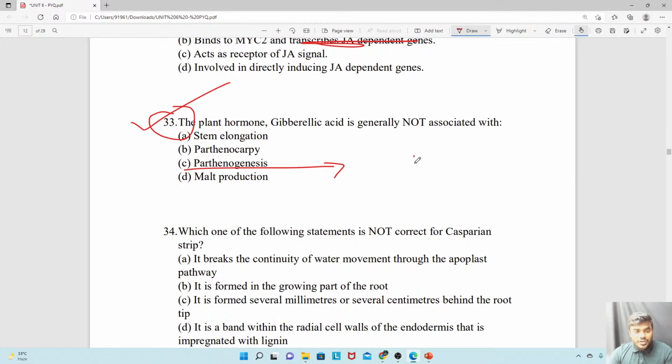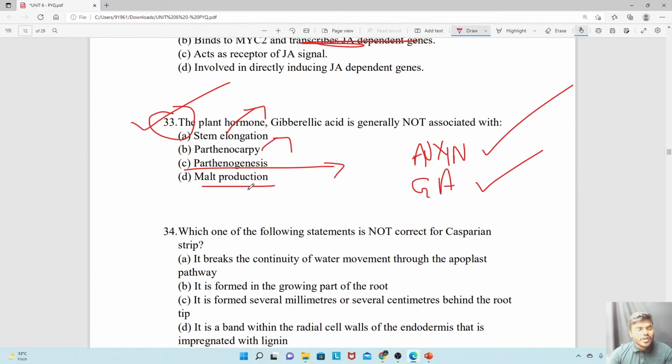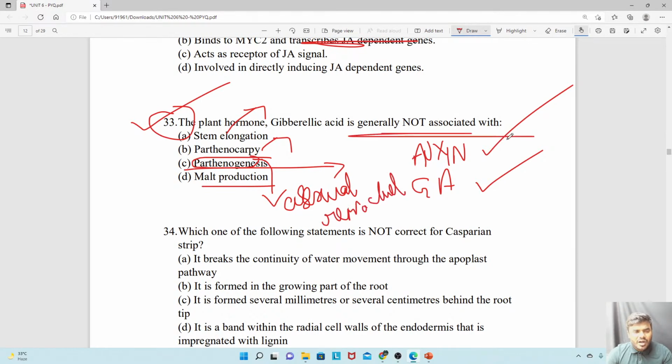See friends, I told you hormone auxin is involved in parthenocarpy, and hormone gibberellic acid is also involved in parthenocarpy. Anyway, gibberellic acid is exclusively responsible for stem elongation and it is involved in alcohol production, exclusively in malt production. It cannot be involved in parthenogenesis. Friends, what is parthenogenesis? It's a type of asexual reproduction. Why would a hormone be involved in this particular asexual reproduction? Not at all. Hence the answer will be C. That's good.